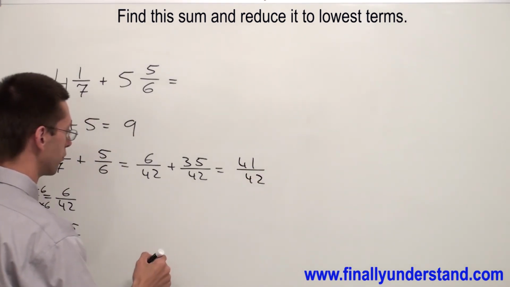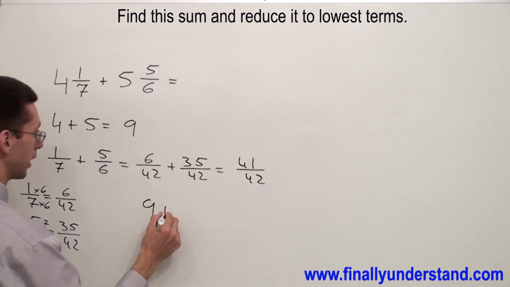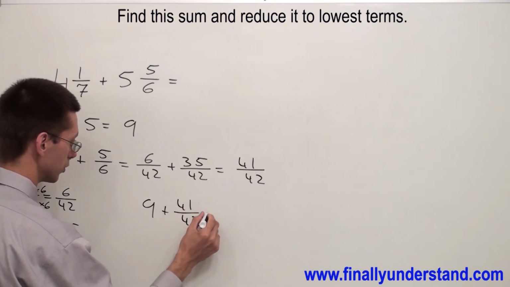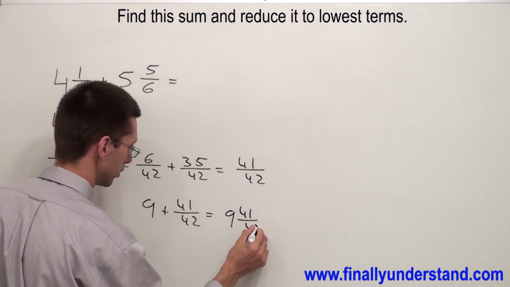Okay, so my final answer is 9 plus 41 over 42, which is equal to 9 and 41 over 42.